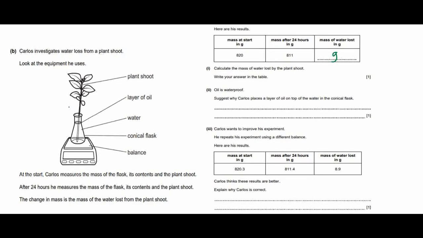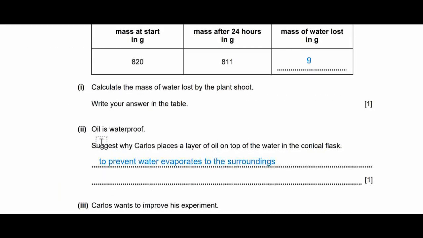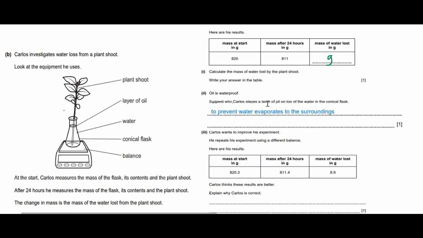Well, let's open up the answer. The answer is to prevent water from evaporating into the surroundings. So the oil is put here so the water will not escape from the water surface, but all the water will just escape through transpiration from the leaf.